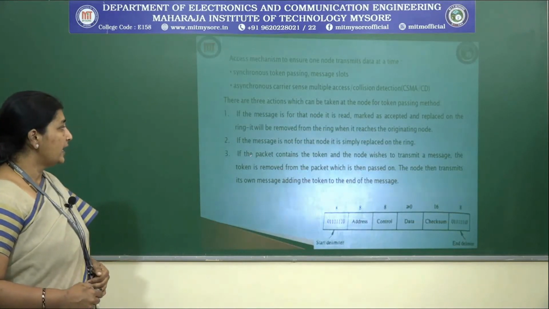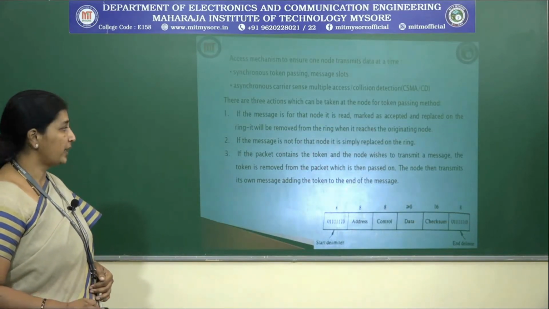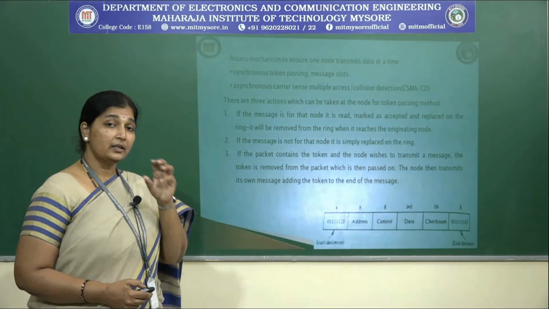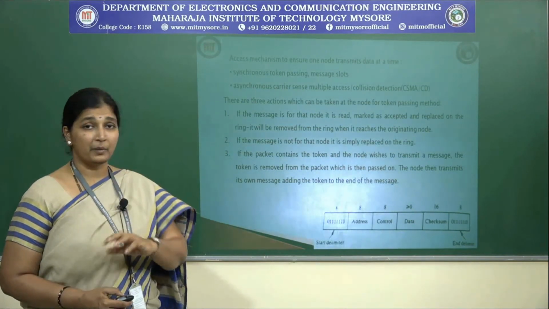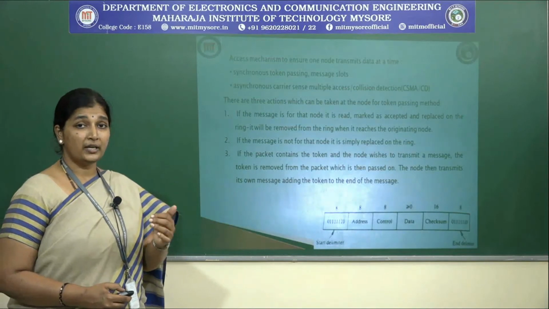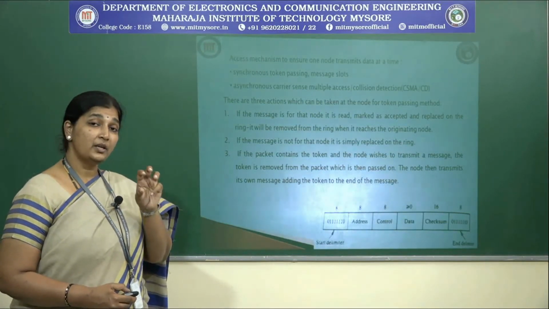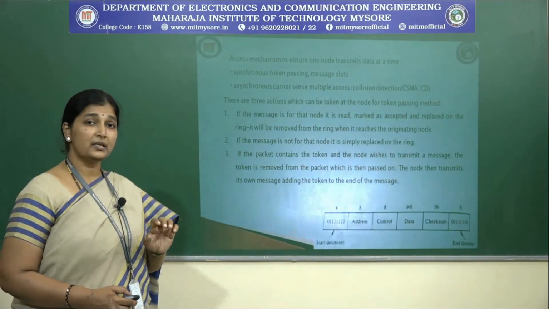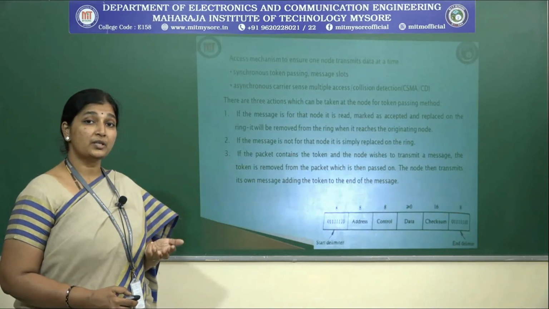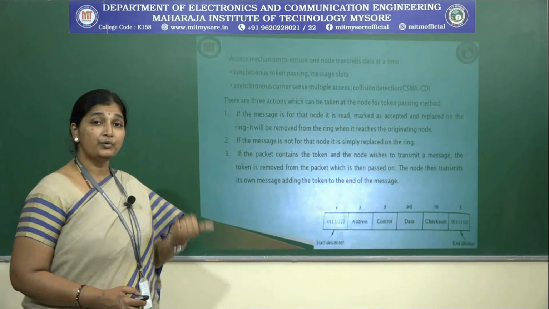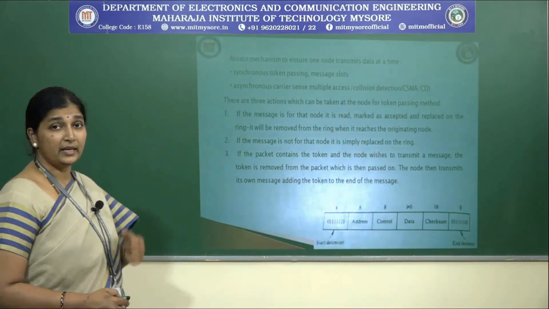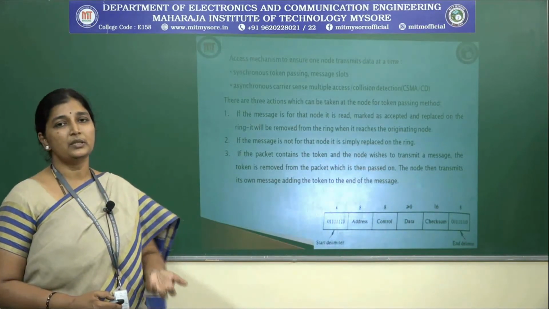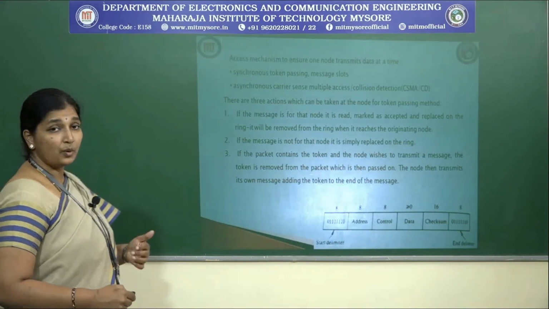Next, if the packet contains the token and the node wishes to transmit a message, there are three cases. First, the node will have information that has to be read by others, and it has to come back to the originating node. Second is whether the information being sent by the node is for the next node or not. The third is that the node itself wants to send information. What will it do? It will just remove the token, and then along with the new token, the information is added on and passed to the next node. Fine, so that is what is explained here.